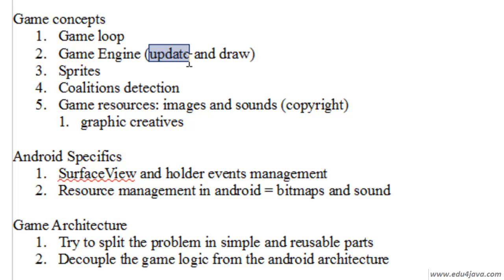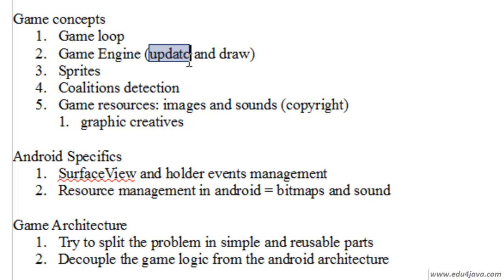In the update, each character is updated: the position, and if it reaches the border, it turns and goes in the opposite direction. It updates what people call the game physics, for example. When a character walks, it has an inertia. This inertia is shown by calling this update. In each call, we move the character one way or the other.